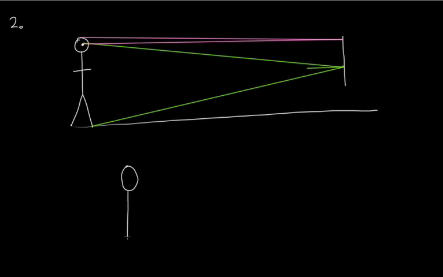Let's say that you were here. How would we want to position the mirror so that you could see all of your body? If you put it up here, then light can be reflected from the top of your head and go back to your eyes.